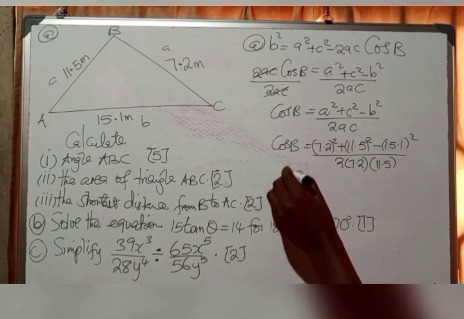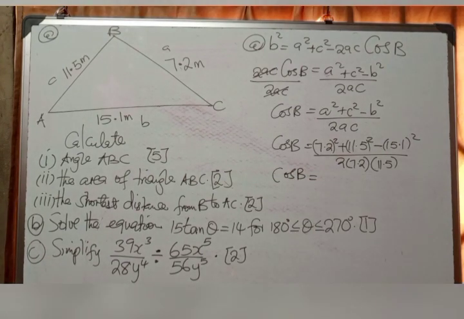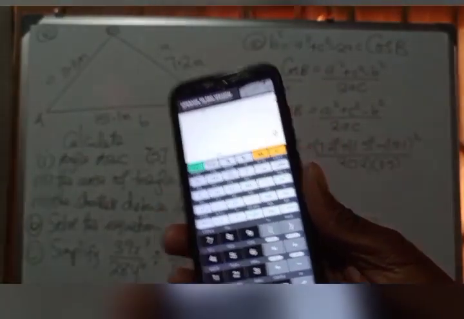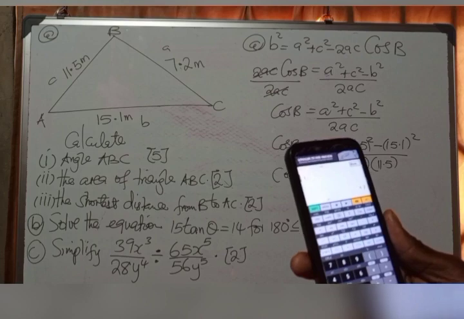So we are going to have cos B is equal to, now what is 7.2 squared? You get your calculator and punch it in. Bear with me, I'll use the calculator on my phone. You should use your physical calculator, because in the exam you won't have the calculator on your phone. I am using my calculator. I will say 7.2 squared.